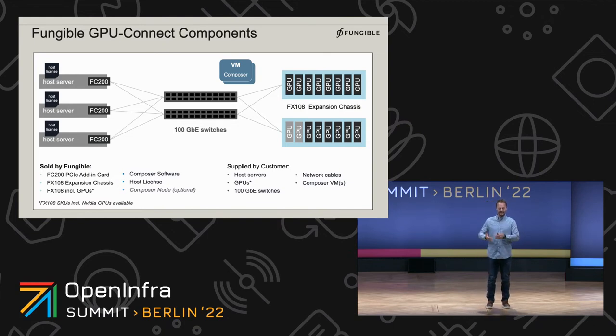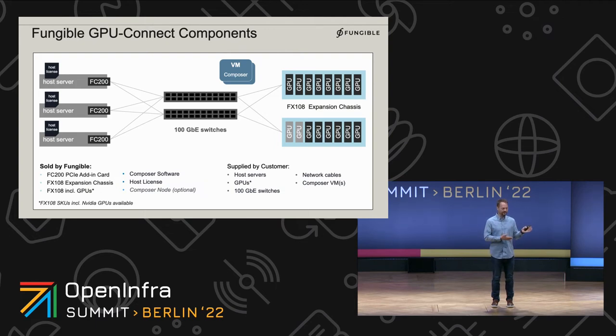So this is what the solution looks like from Fungible. We have a chassis on the right, which we call the FX108. It's basically a bunch of PCI slots in a 4U box, and that box comes with our DPUs, and then the user of this would install their own GPU cards. We connect upstream to standard 100 gigabit Ethernet switches, so no configuration required, nothing special at the switching layer.